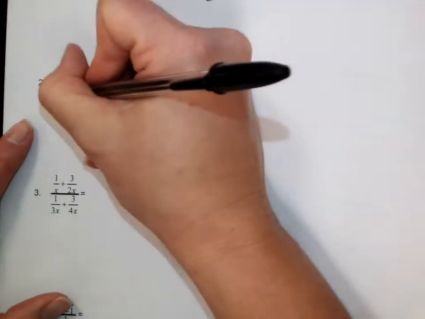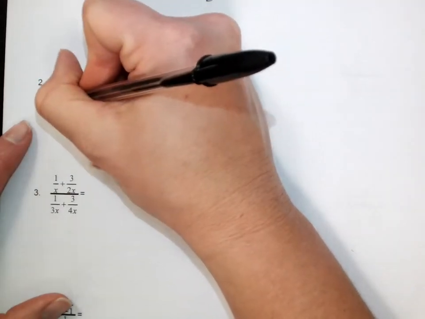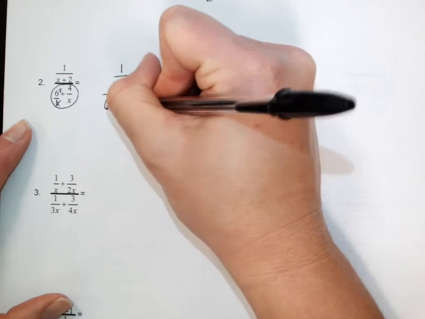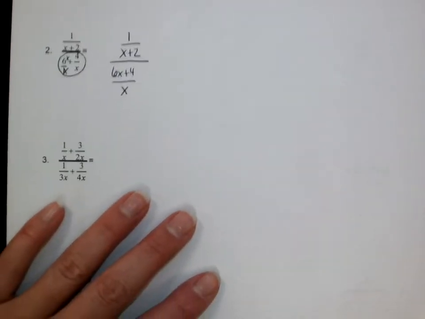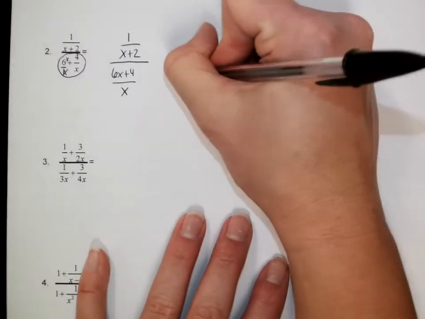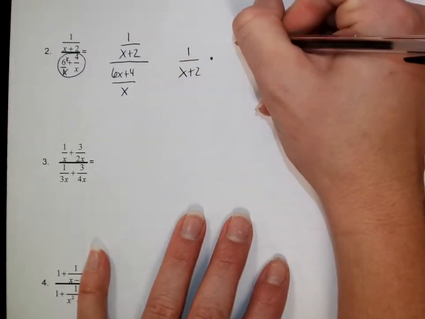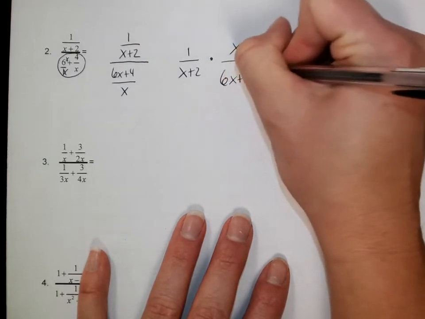To do that, again, this is over 1. I'm going to have to multiply this one top and bottom by x. So now this is 6x plus 4 over x. Again, to simplify that, I leave the first one the same, x plus 2. I change that to multiplication, and I flip my other one. So the x goes on top, the 6x plus 4 goes on bottom.